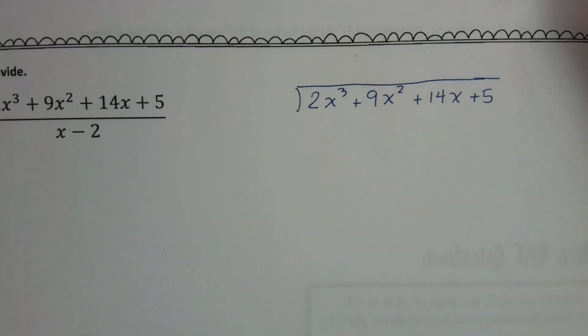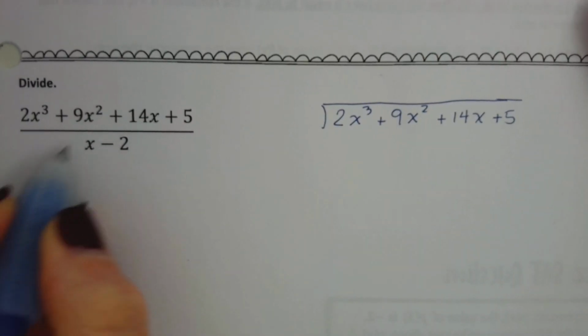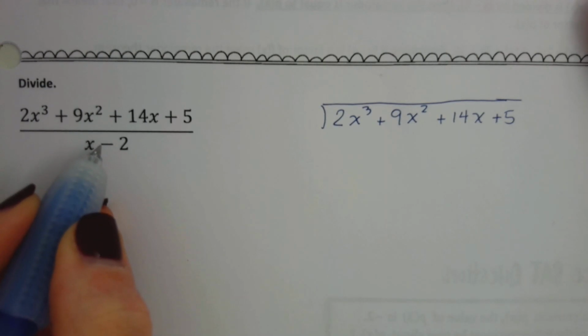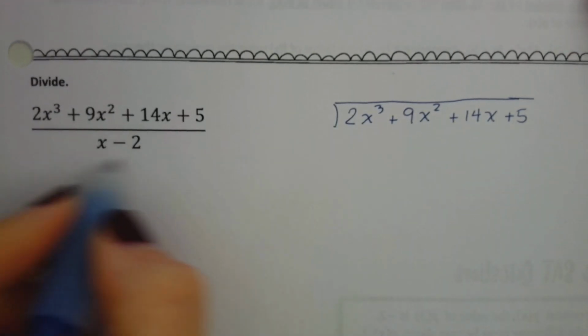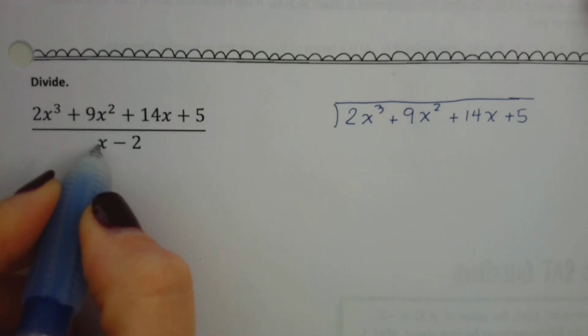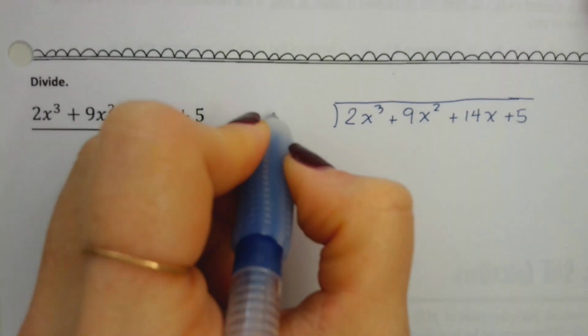Okay, and then on the outside, we're going to put what we're dividing by. And again, if you're missing a term, you need to put in a 0. So like, say you have a cube term and a constant. You would have to put in zeros for the square term and the single variable term. But on this one, we're not missing a term. We just have one variable and then a constant of minus 2.